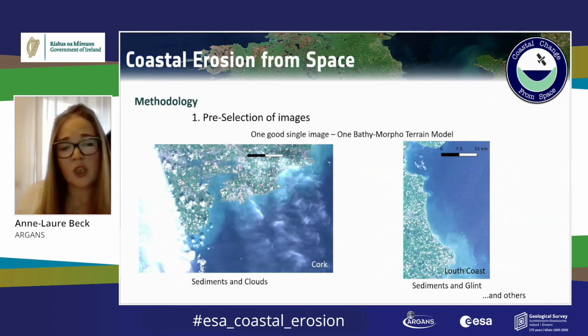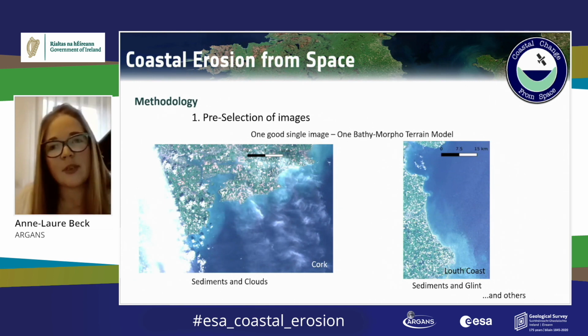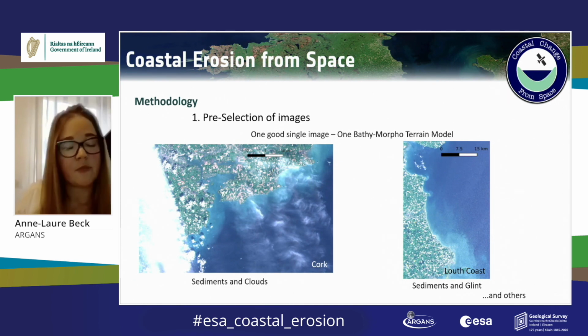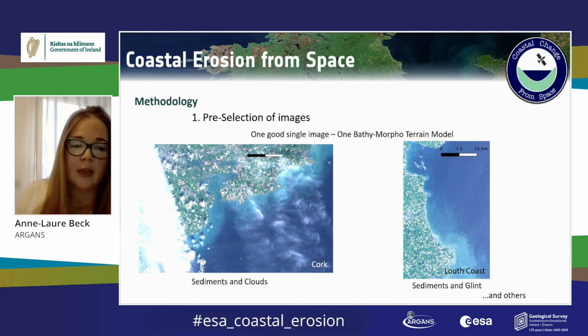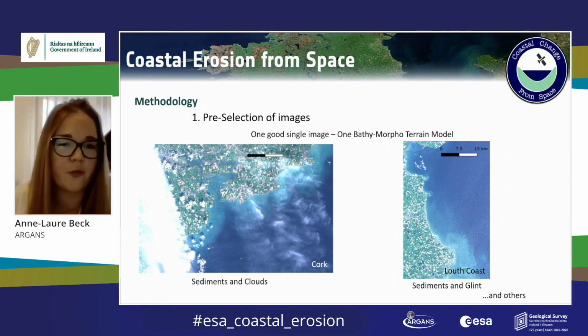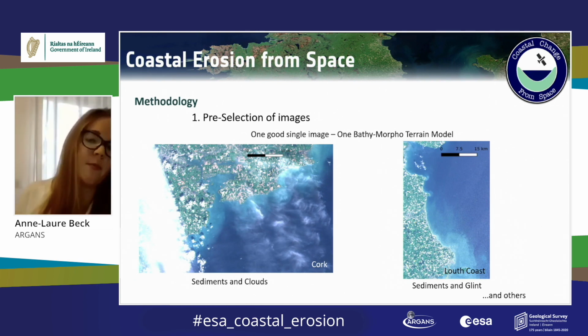So our methodology has 4 steps. The first one is the selection of the image. We saw how sediment can interfere with the retrieval of the seabed signature, but we have similar problems with glint, for example, and cloud cover. So we need a clear image, ideally with no glint, but just a few glints, to get a proper Bathymorphoterra model.